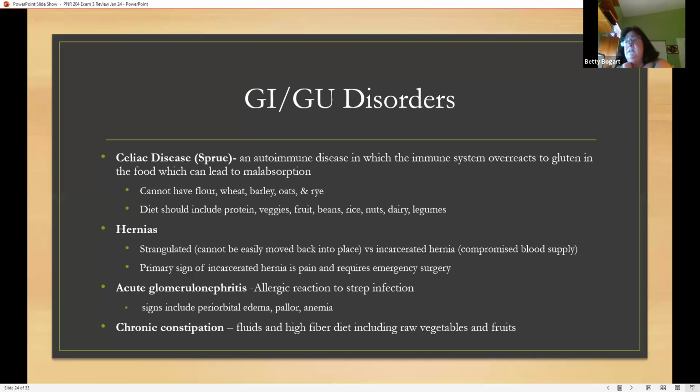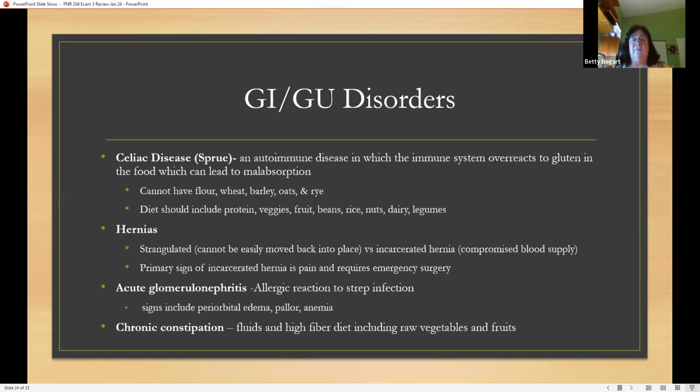Celiac disease is an intolerance to gluten, so don't eat it. A good choice to replace would be rice. So that's what they recommend. These children, they have a problem again with fat. So you need to increase proteins and carbohydrates and veggies, fruit, beans, rice, nuts, even dairy, legumes. All of these things can help them.